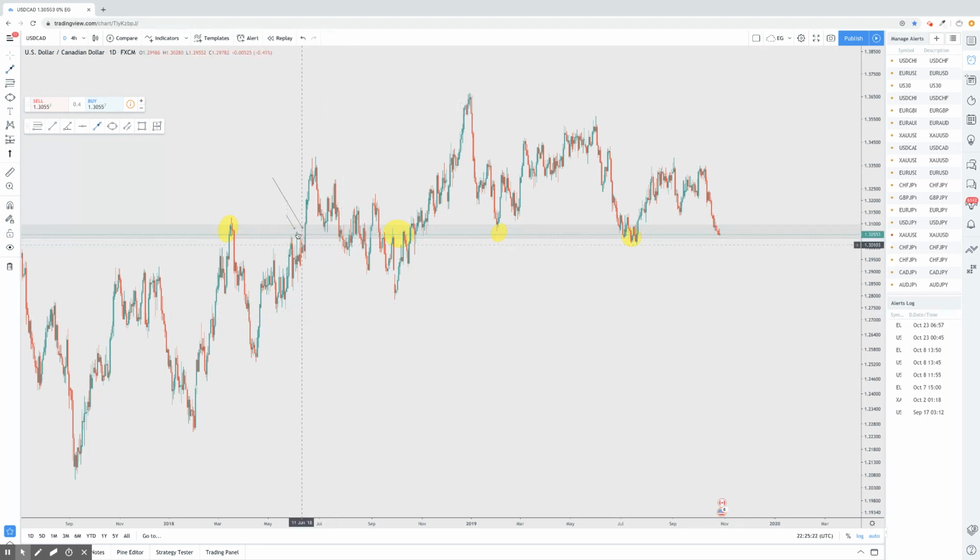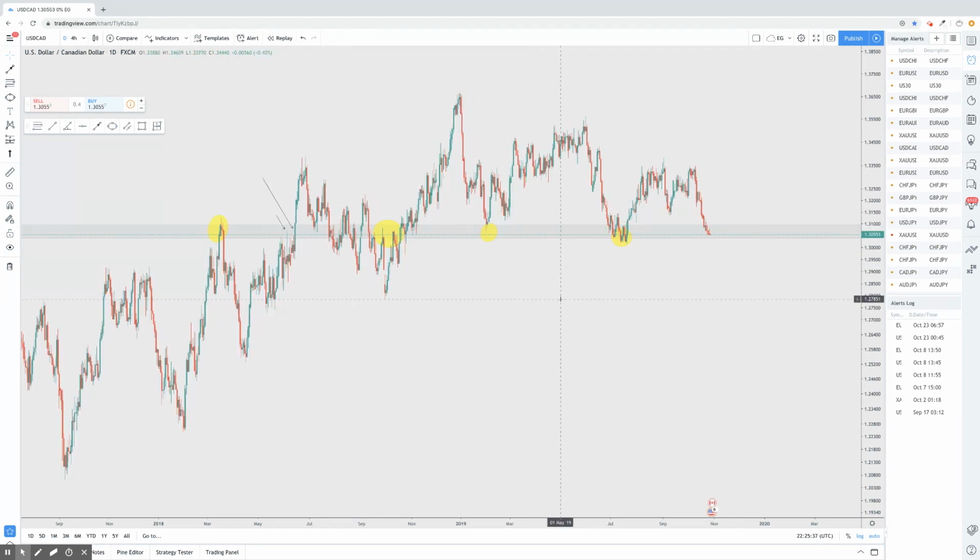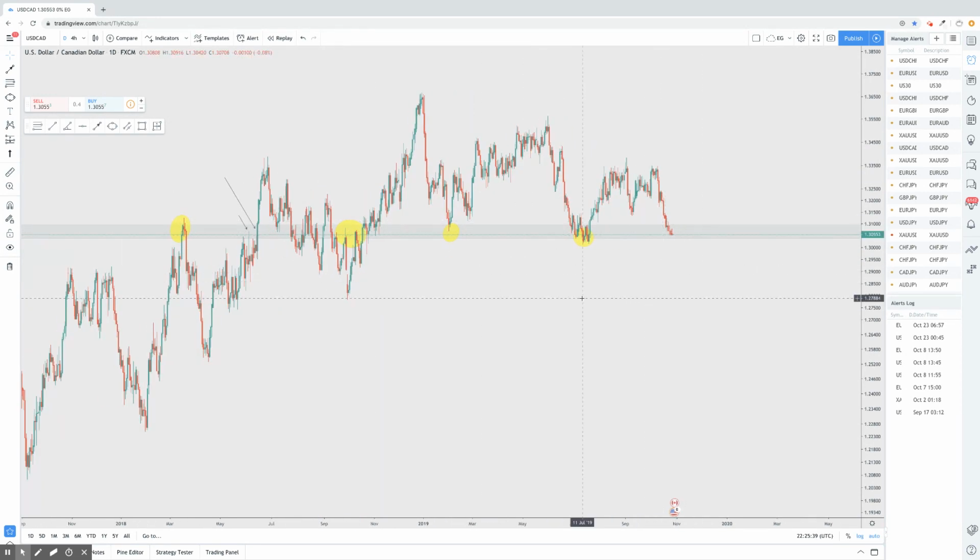So there were multiple sellers waiting at this level, and they just couldn't hold. And as you see, buyers took control and it did shoot on up through. So you likely would have gotten stopped out had you entered there. So you can't just blindly enter a trade here. You really do need to wait for strong rejection and a strong rejection candle, and then some nice momentum upwards.